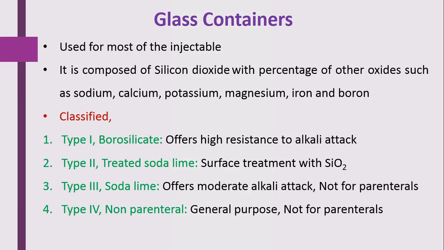So type 2 glass container is called a treated soda lime glass container. Here some treatment is carried out on the glass container with silicon dioxide. So it also offers high resistance to alkali attack. These two, type 1 borosilicate glass and type 2 treated soda lime glass, are used for the storing of parenteral preparations. So next is type 3 glass containers.